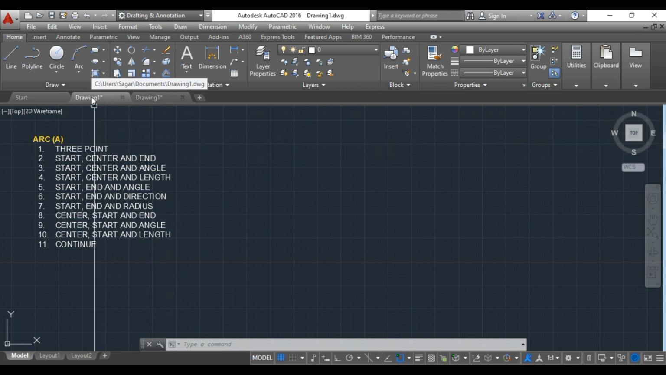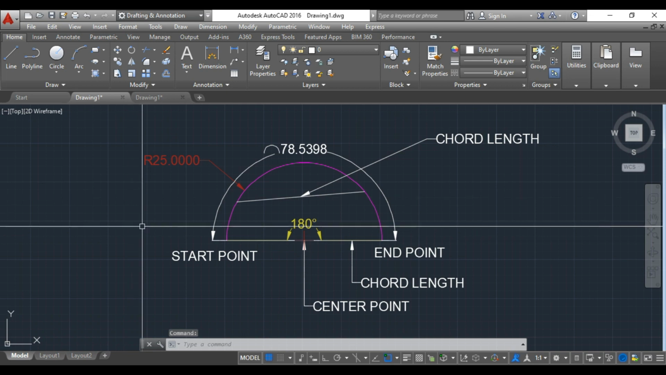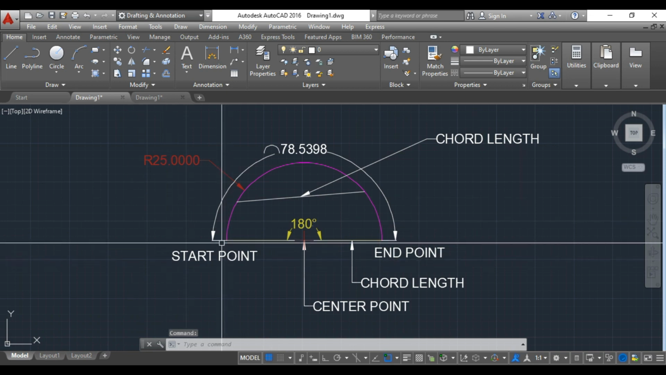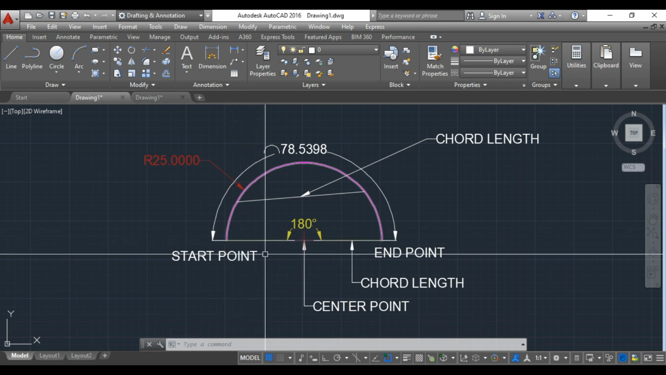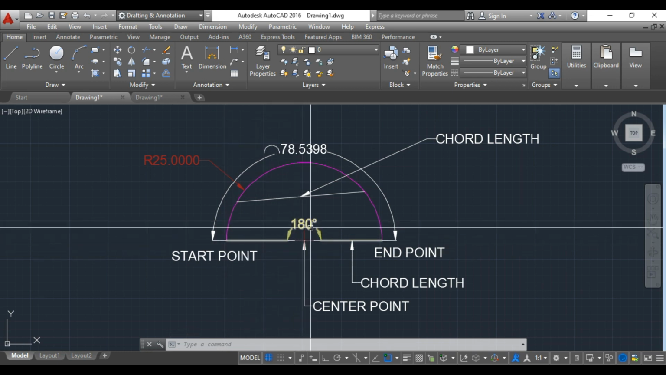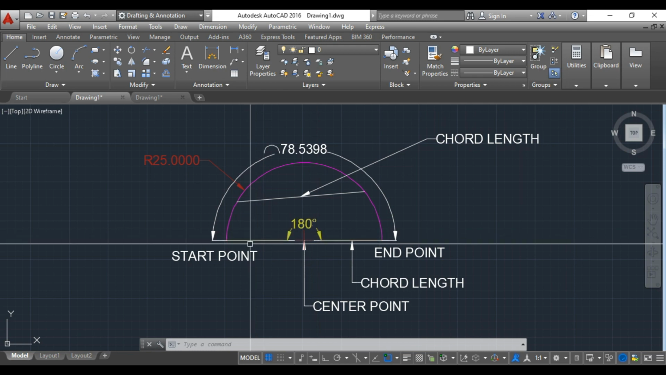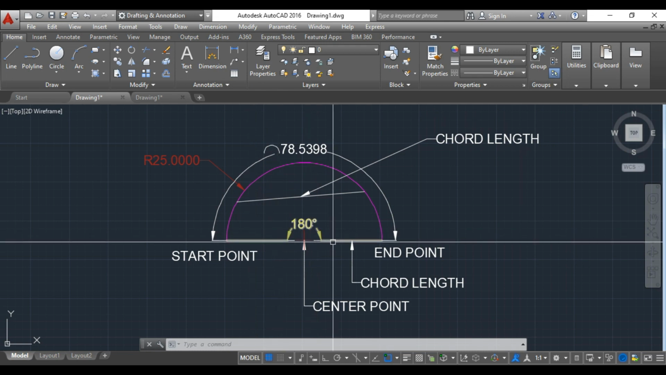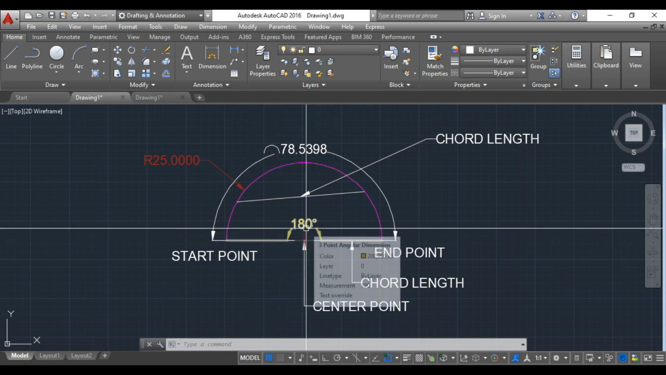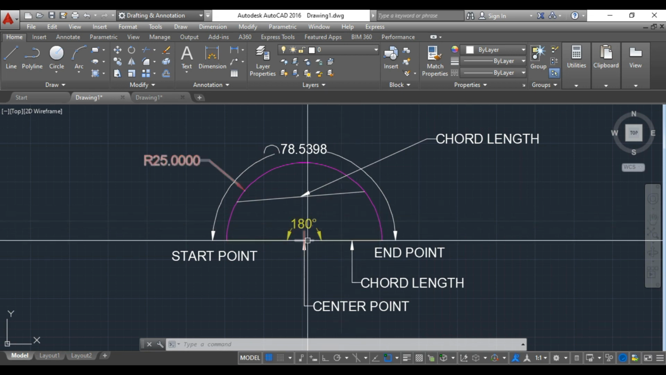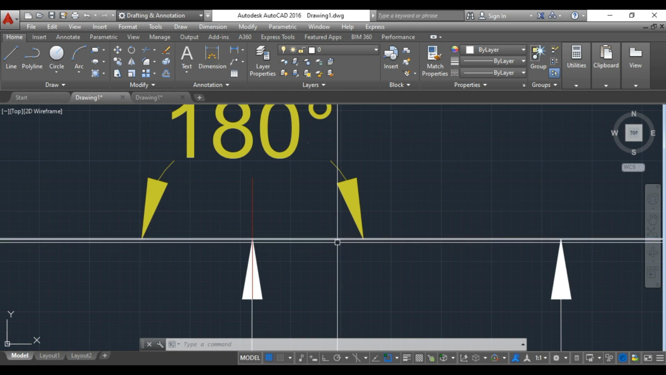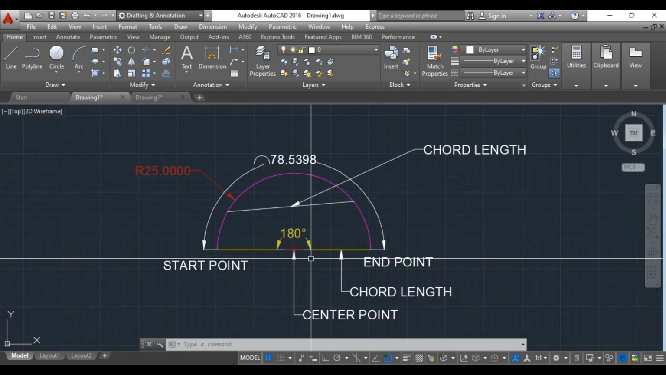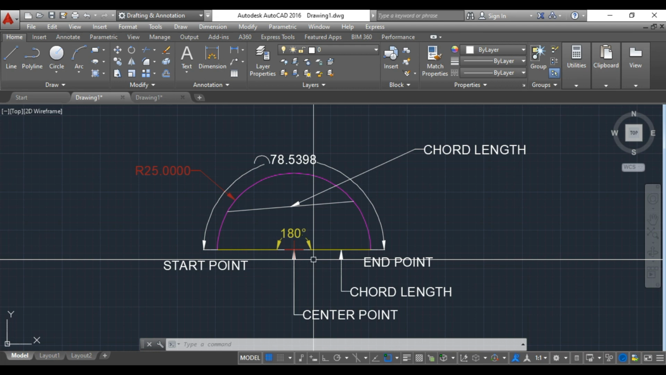First, I will give a small explanation regarding an arc. The pink color is indicating the arc. Whatever you are seeing here, I have shown the angle between this arc and this line is 180 degrees. In red color, the bottom line, which is not clearly visible, is the chord length. The maximum chord length for any arc is its diameter.